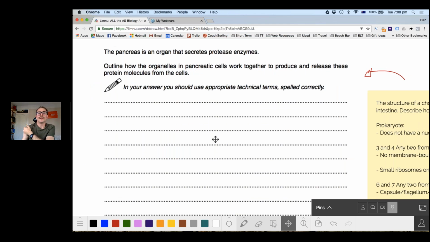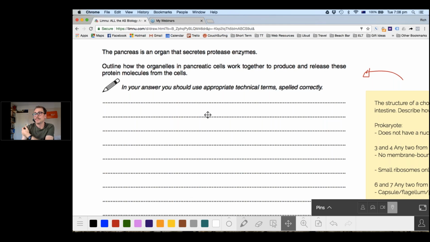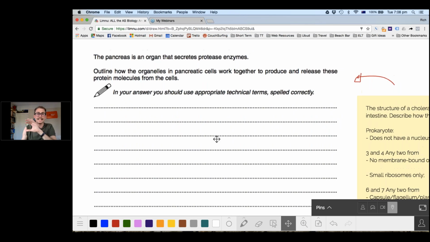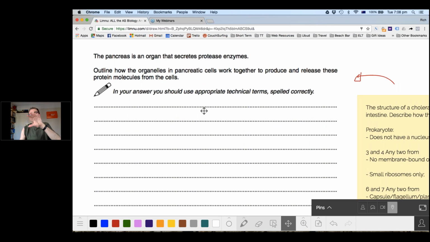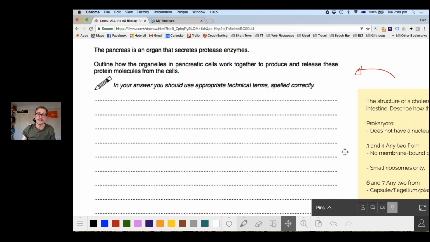This one is about organelles, but it's also a little bit about proteins and how proteins are made. So it's kind of linking the organelles that are involved in making proteins in sequence from start to finish. This crops up more often than you would think.